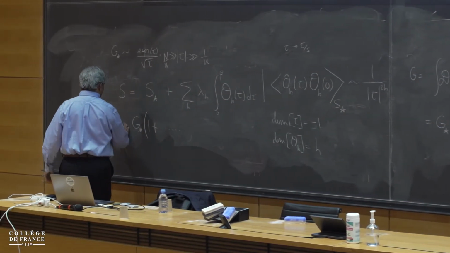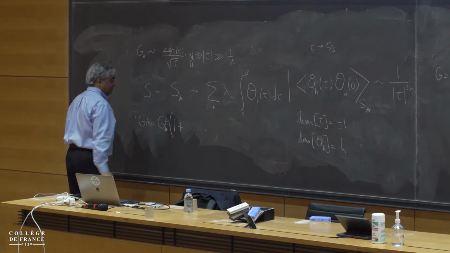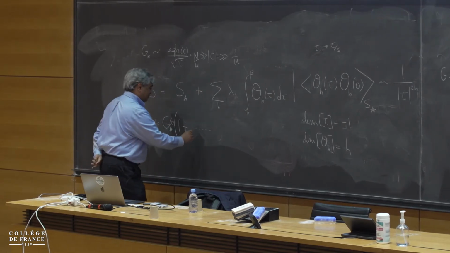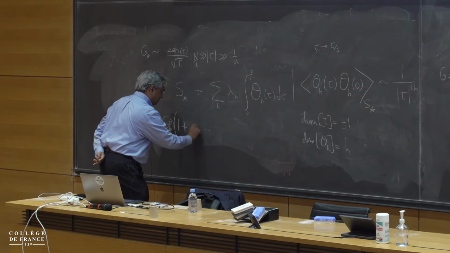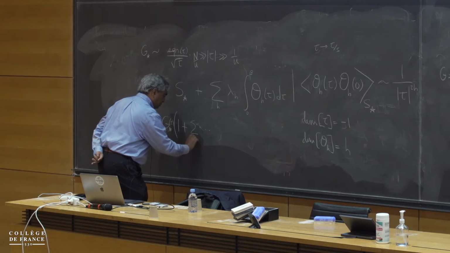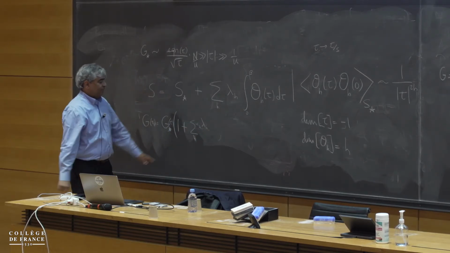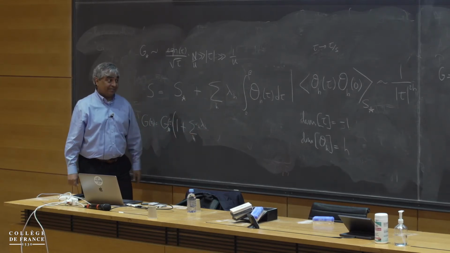So G of tau will be G star of tau plus some correction. Well, I can estimate the correction very easily. The correction I know is some constant. Let me call it alpha sub h. So this is some number, which you can also determine if you care about, but I don't care about right now, times lambda h. So how do I figure out what power of tau I'm going to get?